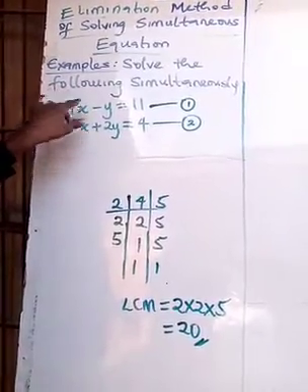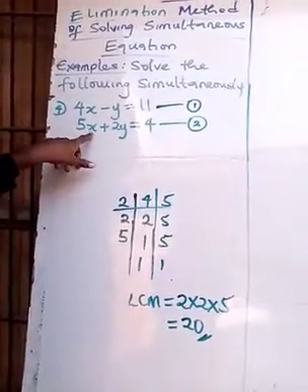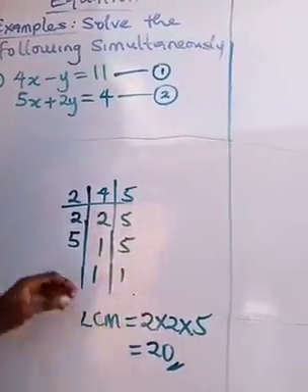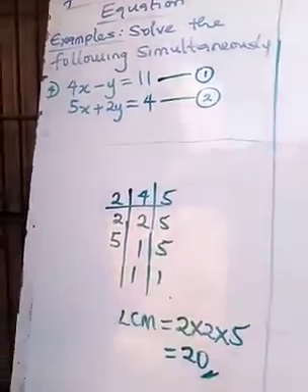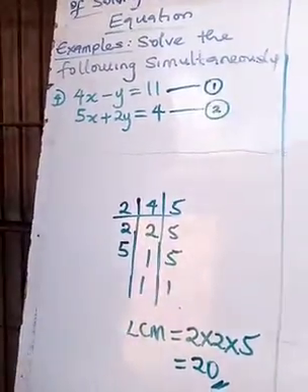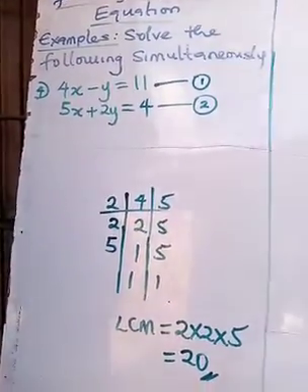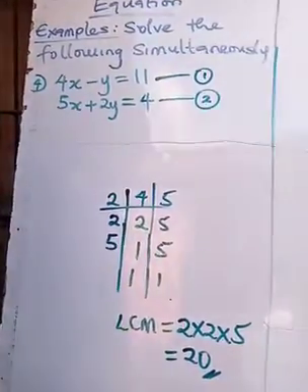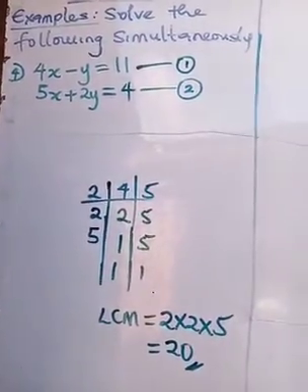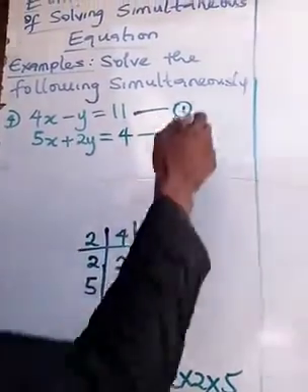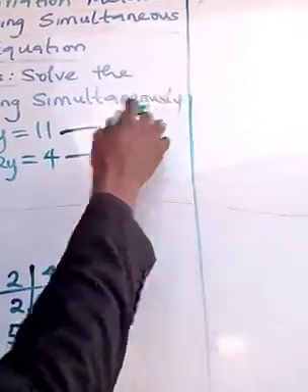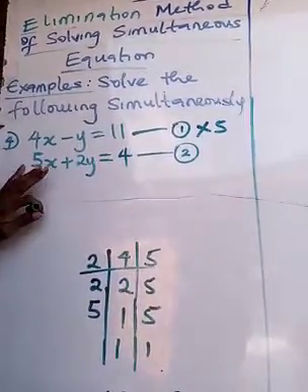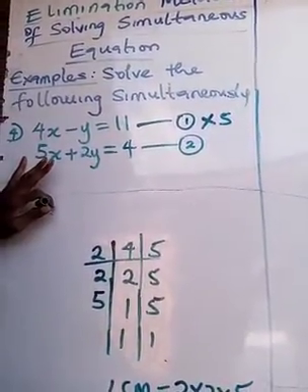Having found this LCM, we are going to make the coefficient of x here 20, and the coefficient of x here 20. The LCM is what we'll use as the coefficient of x since we've decided to eliminate x. Now we ask ourselves, what do we multiply by 4 to give us 20? That's 5. So that means you multiply the whole of equation 1 by 5. And you ask yourself again, what can you multiply by 5 to give us 20? That's 4.